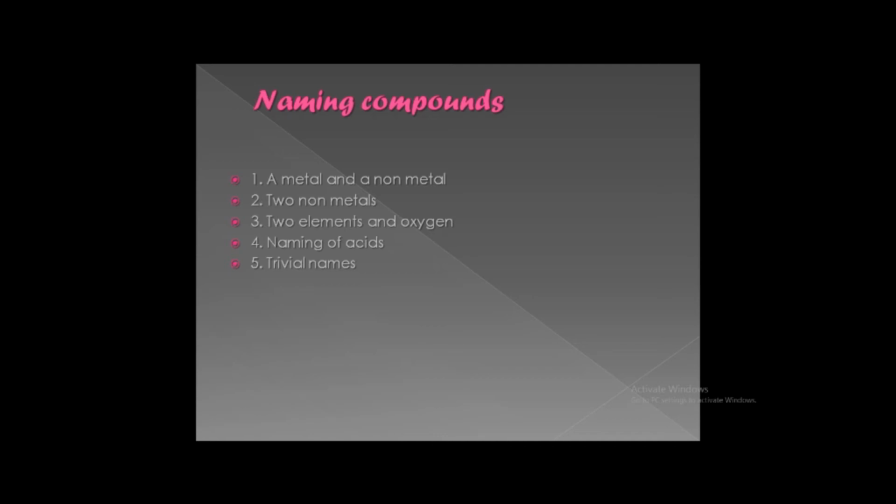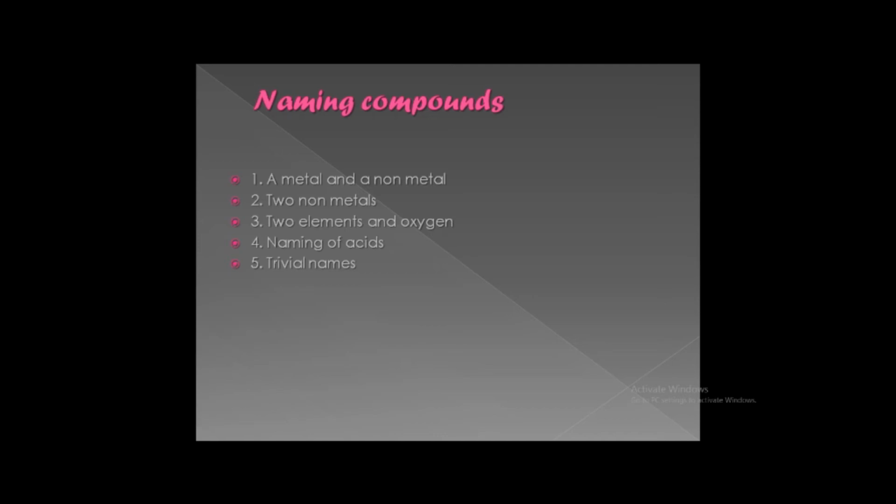Take another example. When potassium reacts with sulfur, potassium is a metal, sulfur is a non-metal. Potassium will be read as such, and for sulfur you will add a suffix -ide. Therefore, the compound will be read as potassium sulfide.